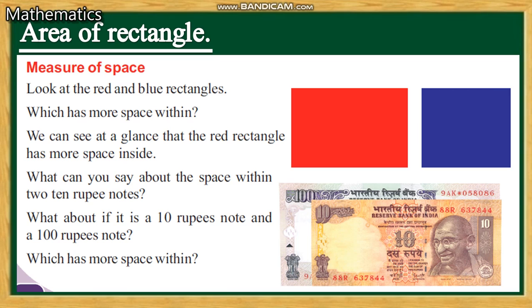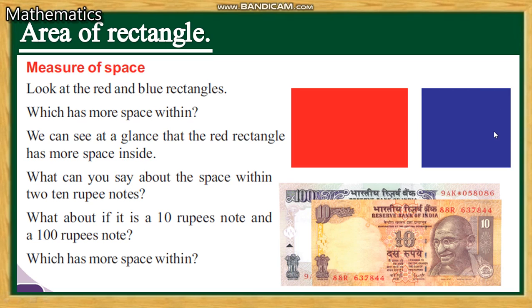Everyone look carefully. Look at the red and blue rectangles. There are two rectangles given here, first red and second blue. Then the question is, which has more space within? In which rectangle is there more space? Then how can we find which rectangle has more space?